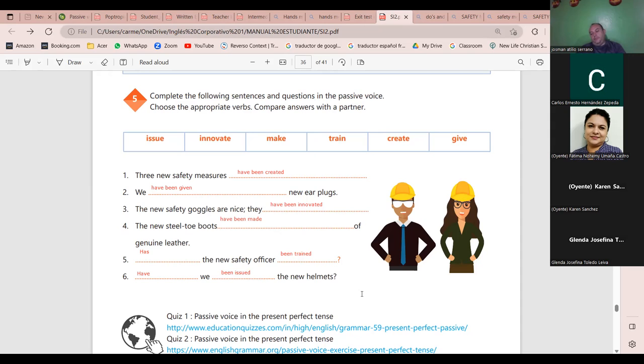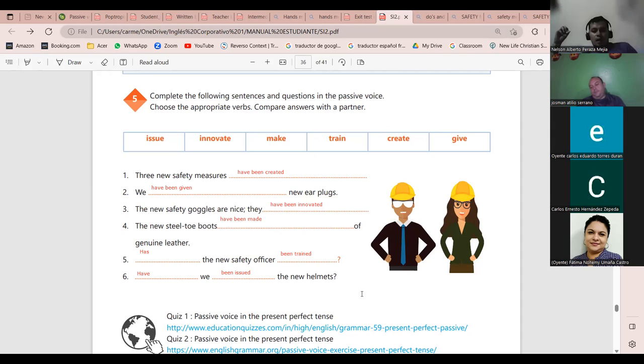New helmets. Have we been using new helmets? Ya no me acuerdo de la respuesta, pero se las debo. Ya son las 10:01. Okay. Have been issued.